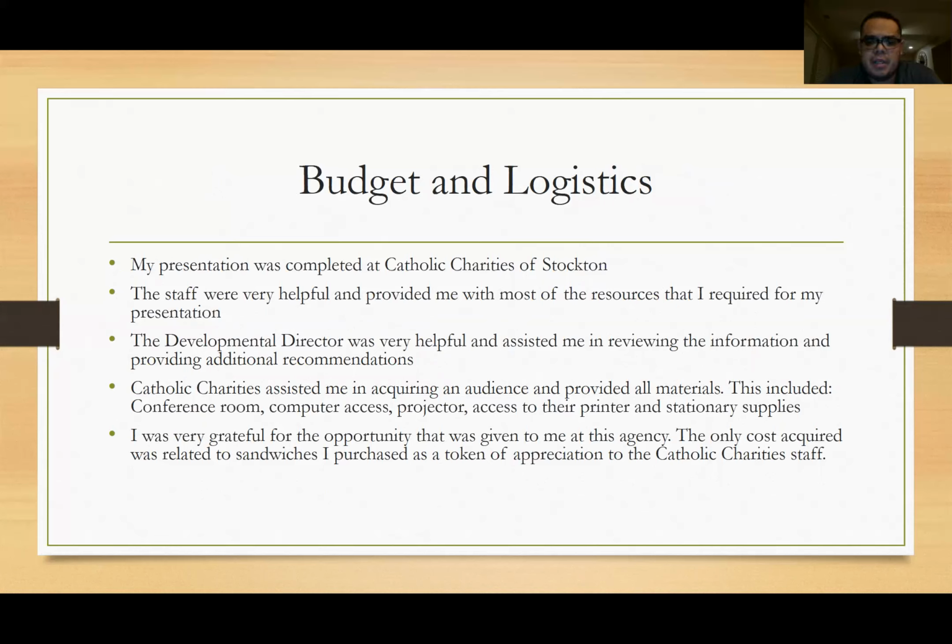They also provided me some staff that did guide me and assisted me in making changes to my presentation. I was very grateful for this opportunity that was given to me at this agency. The only cost that I required was related to sandwiches that I purchased as a token of appreciation to Catholic Charities staff.